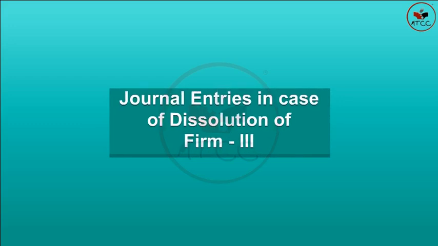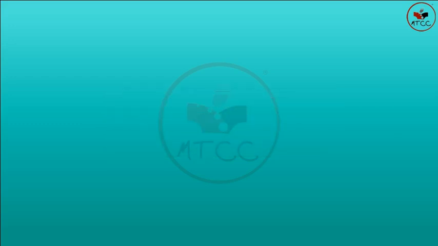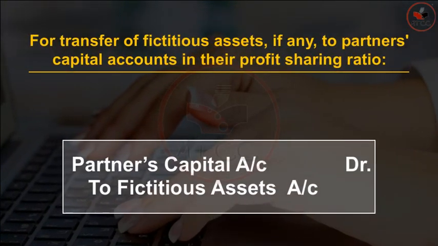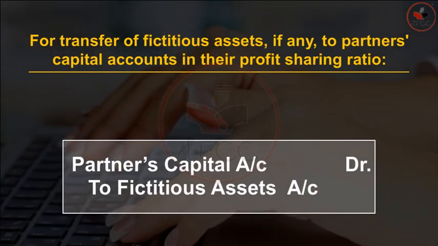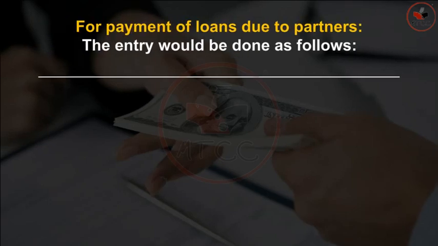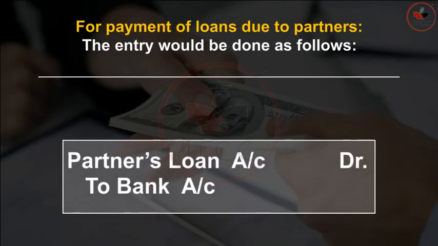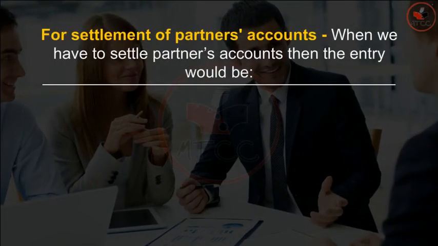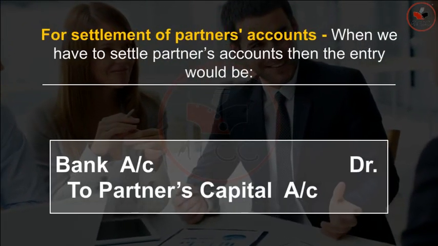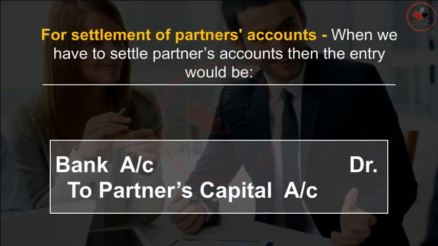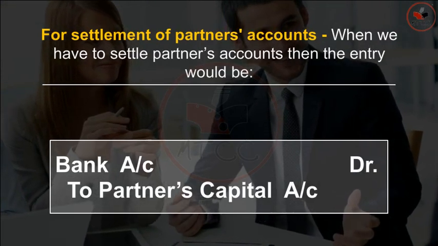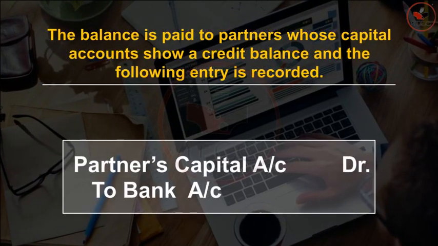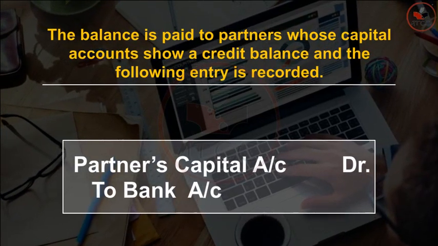Journal entries in case of dissolution of firm 3. For transfer of fictitious assets, if any, to partners' capital accounts in their profit-sharing ratio, the entry will be as follows. For payment of loans due to partners, the entry would be done as follows. For settlement of partners' accounts, the balance is paid to partners whose capital accounts show a credit balance, and the following entry is recorded.